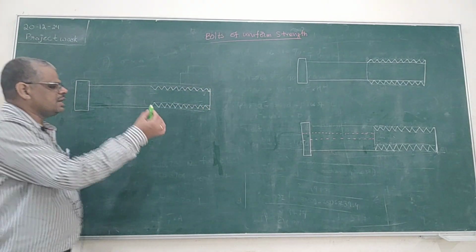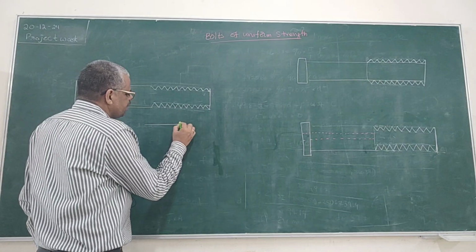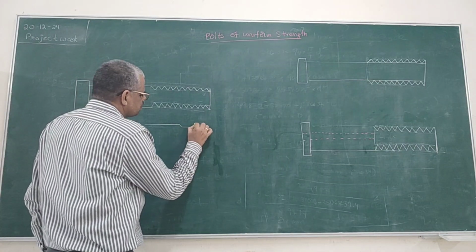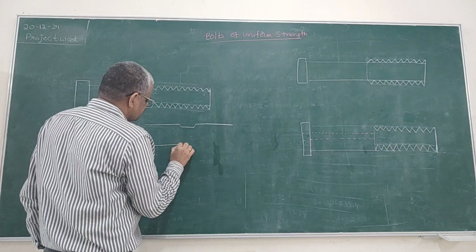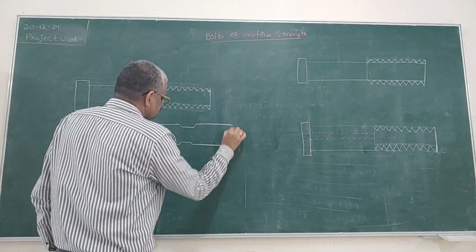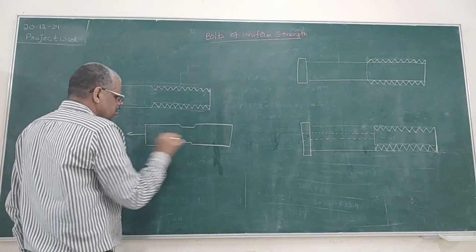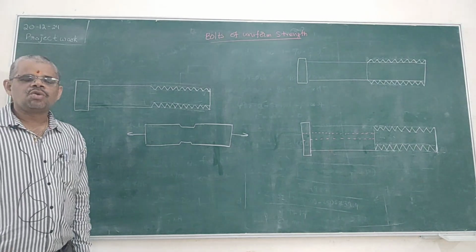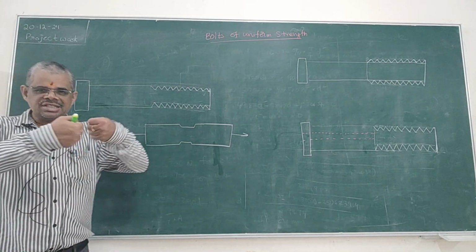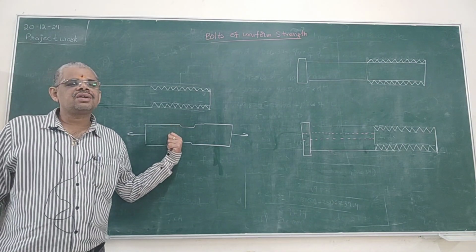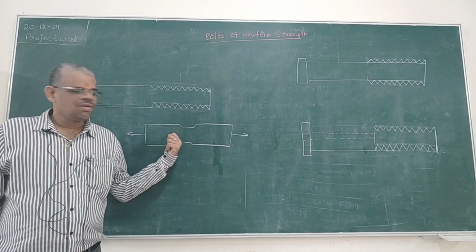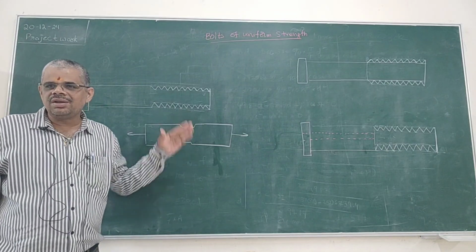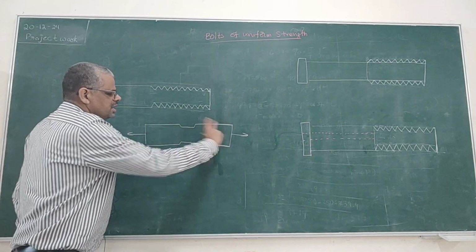Otherwise, for example, let me take an example. Let us take a bar of this kind. Now this is subjected to a tensile load of P. Now what happens if it is stretched? Where will the failure occur? Can you tell me what is the possible place of failure? Here, here, or here?